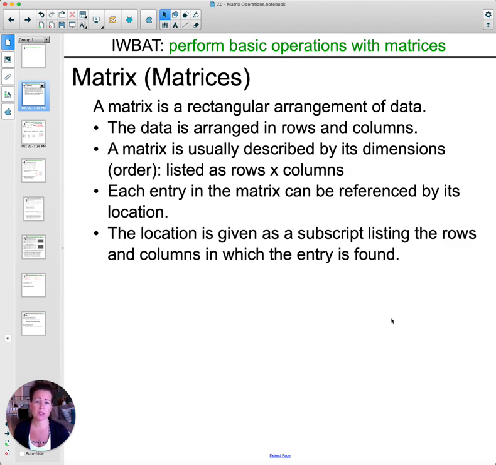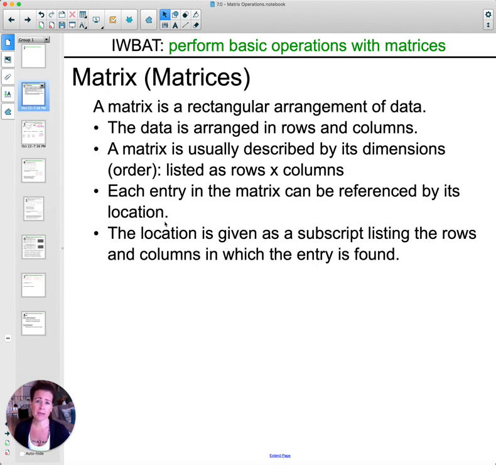A matrix is just a rectangular arrangement of data. The data is arranged in rows and columns. Rows are the horizontal and columns are the vertical. A matrix is usually described by its dimensions, which we're going to call order. So it's called the order of a matrix, and you say the number of rows, and then the number of columns. So it'll be something like 2 by 3 or 4 by 1.